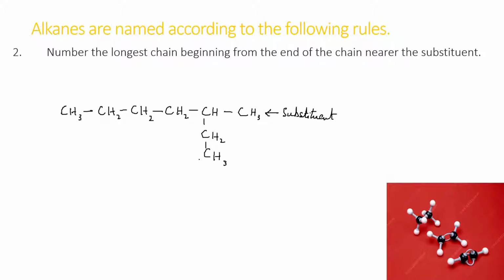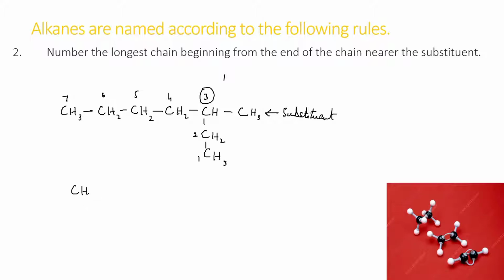This can be done by counting from the side which is nearer or closer to the substituent. So it would be 1. We'll count from here: 1 2 3 4 5 6 and 7. So that means we'll say that our substituent is attached with carbon number 3. All right. And if I draw, I can give another example.